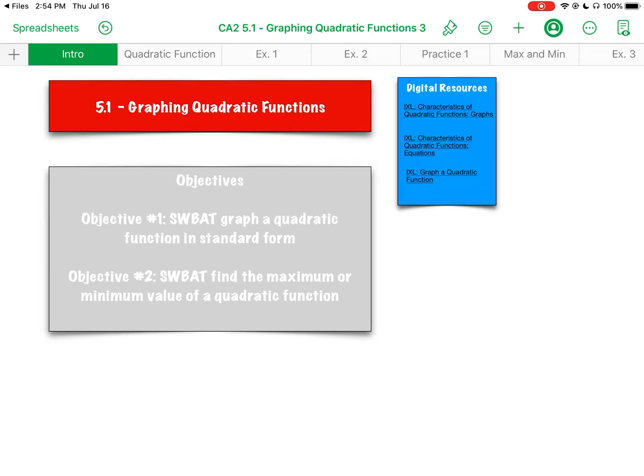What's up, everyone? Today we're beginning chapter 5, and this is a chapter on quadratic equations and quadratic functions, okay? So in this first section, we're just going to be identifying what it means to be a quadratic function, as well as how we can graph a quadratic function when it's in standard form, okay?